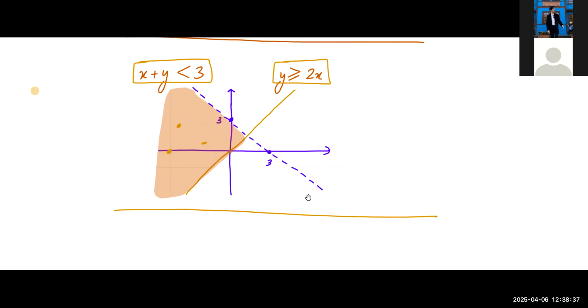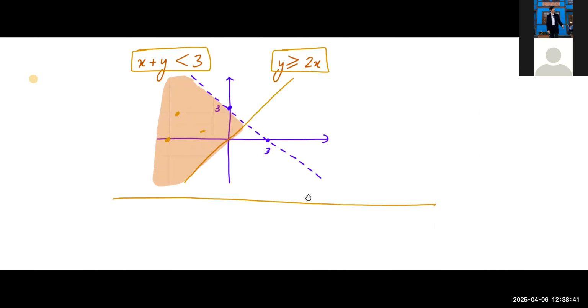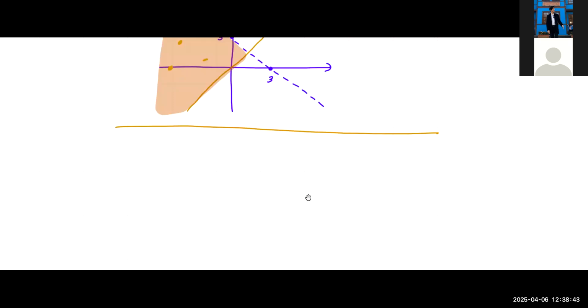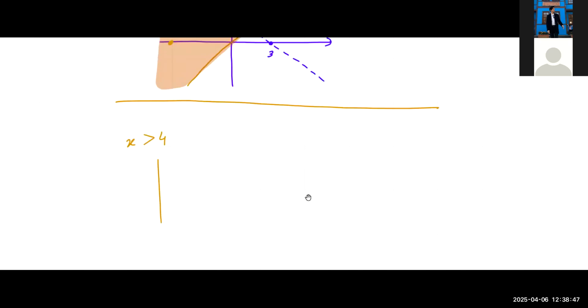Okay, good. So now, just to remind you again, if I say x is more than 4, what kind of line is that going to look like? What kind of line will this be? Can you maybe sketch it even if you want?